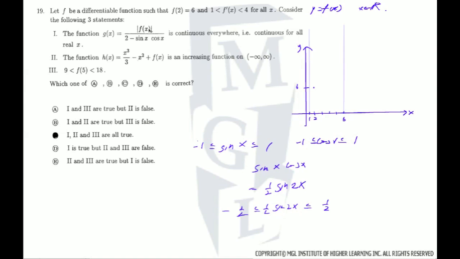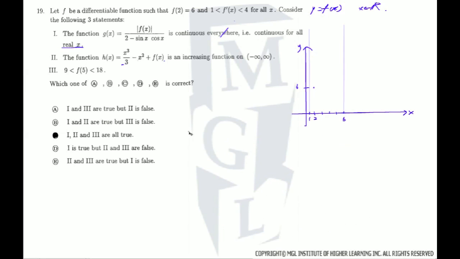Okay, so the top is always continuous. The bottom can never equal 0, right? So this will range from 2 plus half, which is 5 over 2, and 2 minus half, which is 3 over 2. Okay, it will never be negative. And the numerator is always continuous everywhere, so this statement is true. Okay, it is continuous everywhere for all real values of x.